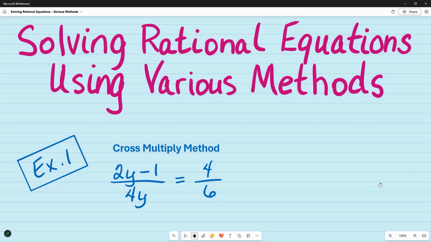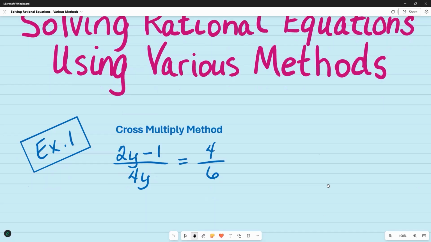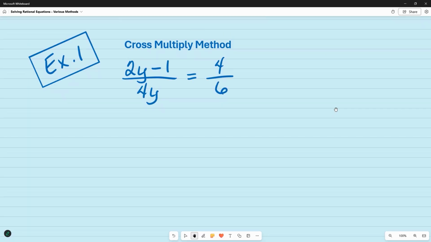Today I will explain how to solve rational equations using various methods. The first method is cross multiplying. I am going to take 6 and multiply times the entire expression 2y minus 1, and then I'm going to set that equal to the product of 4 times 4y.